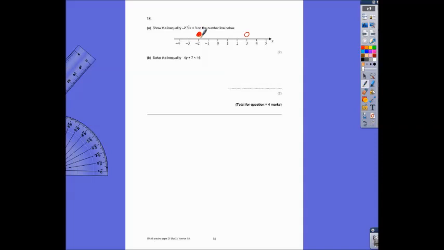So x can be equal to minus 2, so we colour that dot in, but it can't be equal to 3, it's got to be less than it, so we leave that one empty. And it could be anything in between there, so we draw a line in between like that.